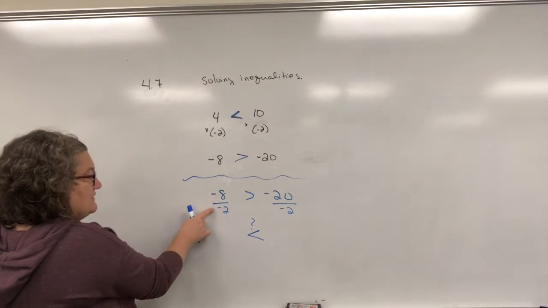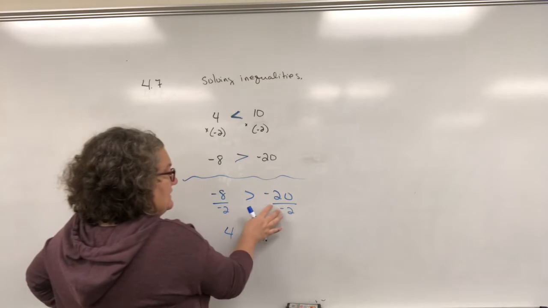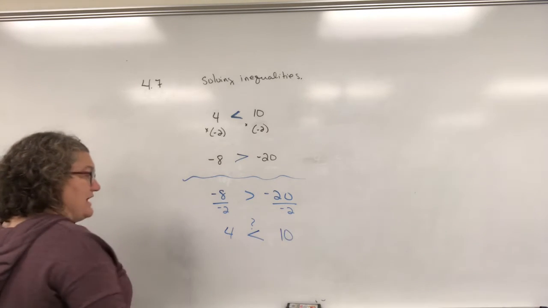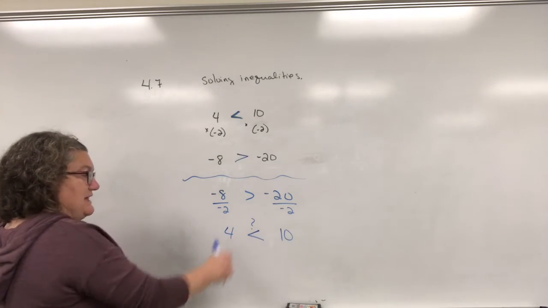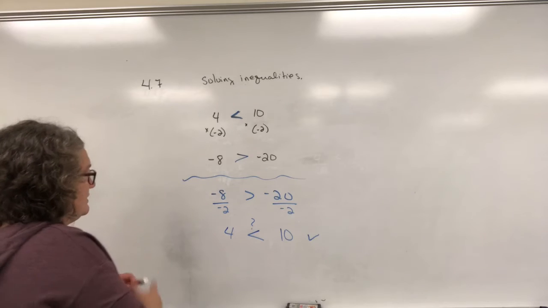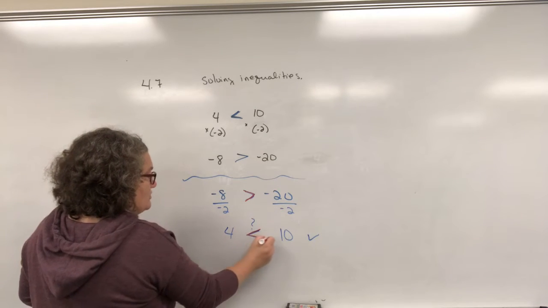What is negative 8 divided by negative 2? That's a positive 4. Negative 20 divided by negative 2 is a positive 10. Is this a true statement? 4 less than 10? Yes, it is. So see how we changed the direction here? This was pointing towards the right, and now it went towards the left.